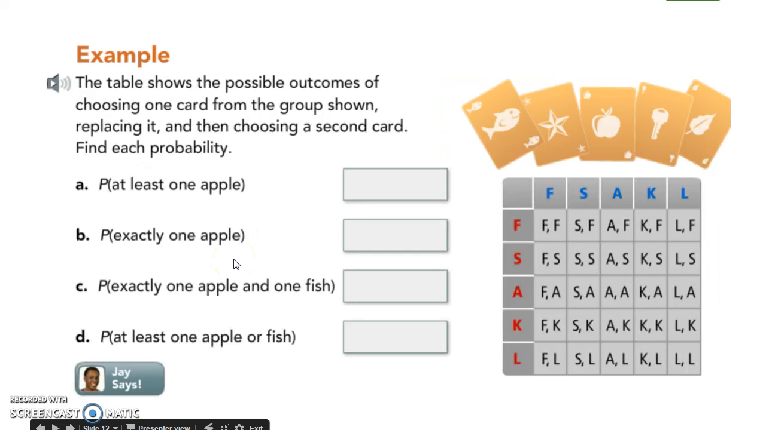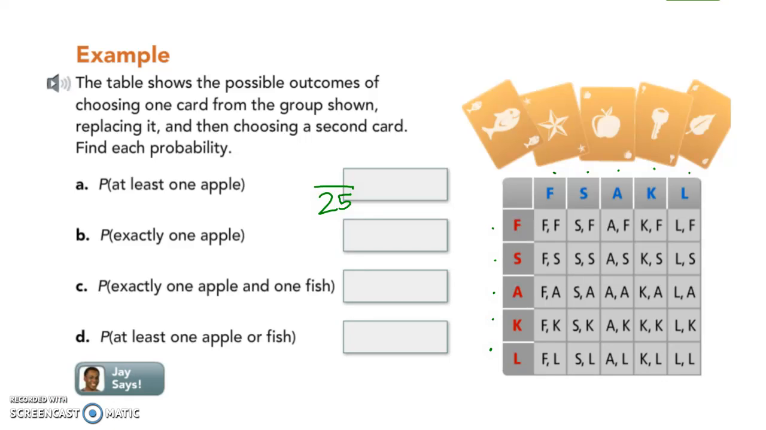Okay, looking at this table, they have given us the sample space of the combinations of the fish, star, apple, key, and leaf cards. We're playing some kind of a game, I guess. All right, what is the probability of at least 1 apple? Well, first I need to know how many possible outcomes I have. And I see that this table is 1, 2, 3, 4, 5 by 1, 2, 3, 4, 5. So 5 times 5 means I have 25 different combinations together. So that's going to be the bottom of my probability.